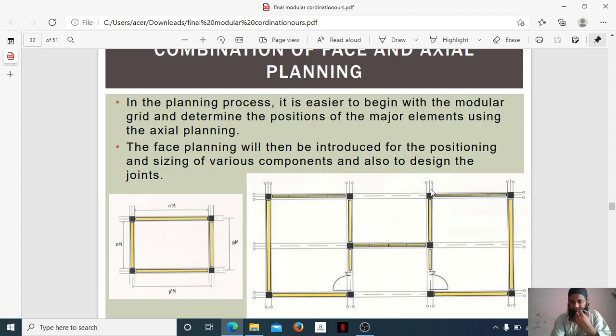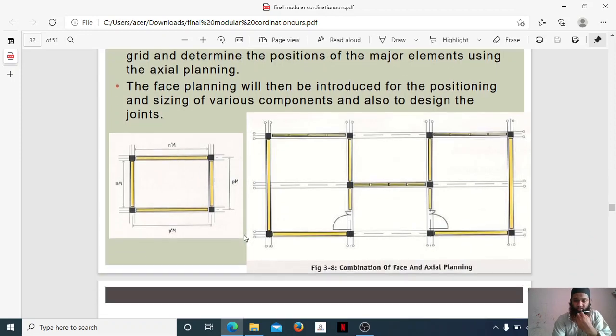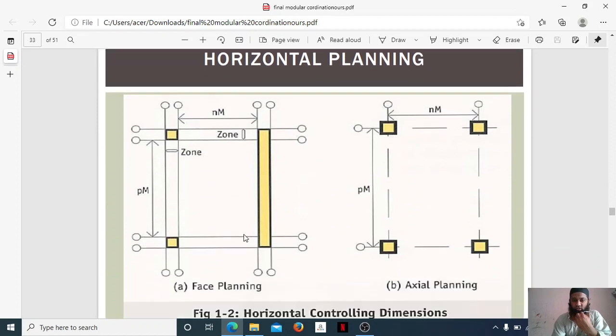You have center to center markings as well as the phase planning, where the grid has been marked according to the elements we need. So both of them are together here. You can see here horizontal planning. Now let us see what horizontal planning is. You can see here this is horizontal planning. You have phase planning as well as axial planning.